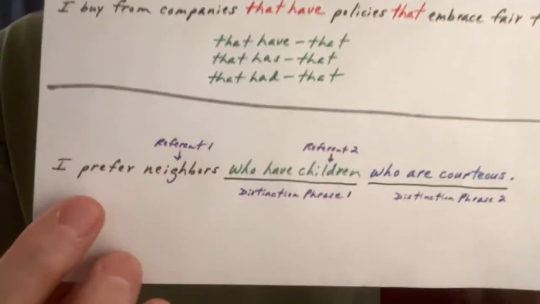I prefer neighbors whose children are courteous. You wouldn't speak two or three sentences and expect the listener, the audience, to piece them together. When you speak, you're doing that for them. I prefer neighbors who have children who are courteous. Well, what happened here? Did anybody notice? I figured these things out a long time ago, and I'm only now sharing them, and I should have done this 30 years ago. Look at the beautiful thing you get.